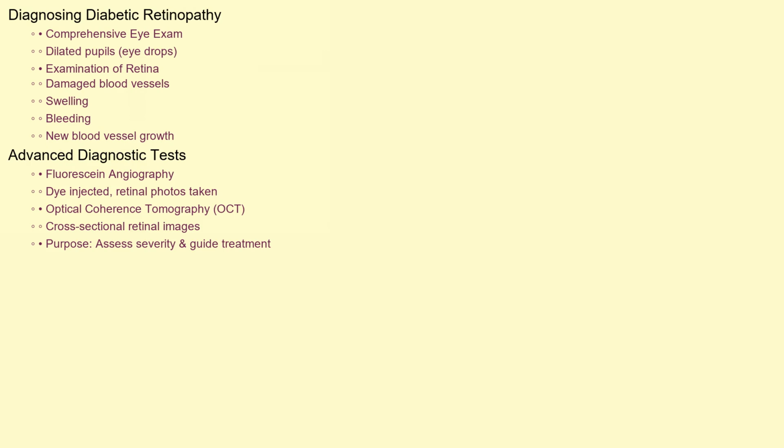Diagnosing diabetic retinopathy relies on a comprehensive eye exam. An ophthalmologist will dilate your pupils with eye drops, allowing them to see the retina more clearly. They'll look for signs of damaged blood vessels, swelling, bleeding, and new blood vessel growth. Additional tests like fluorescein angiography, where a dye is injected into your arm and photos are taken of the retina, and optical coherence tomography, OCT, which provides detailed cross-sectional images of the retina, can help assess the severity of the condition and guide treatment decisions.